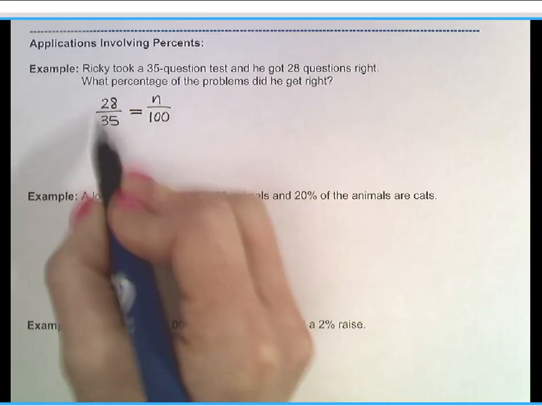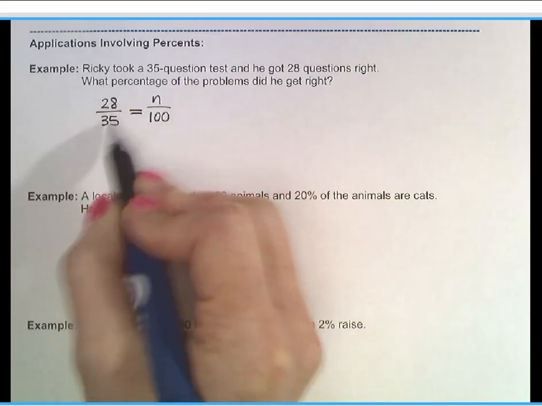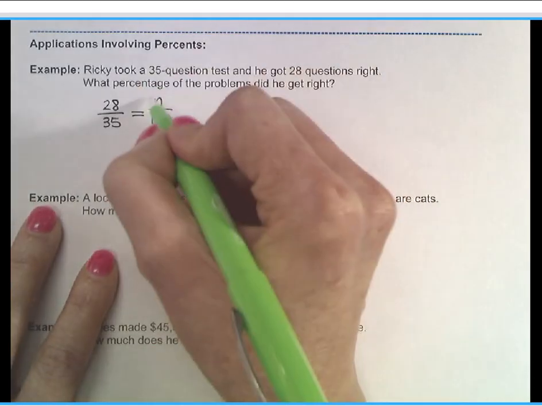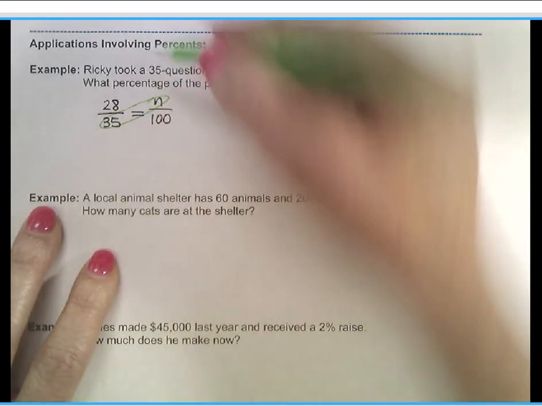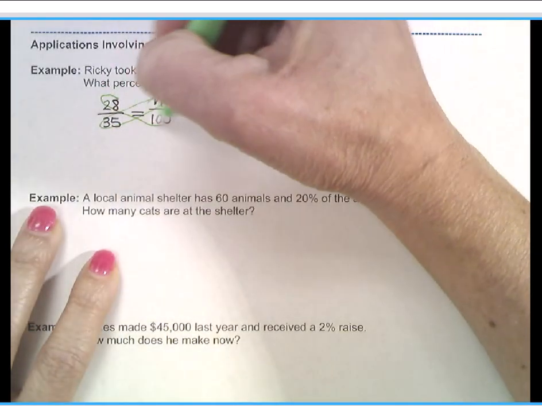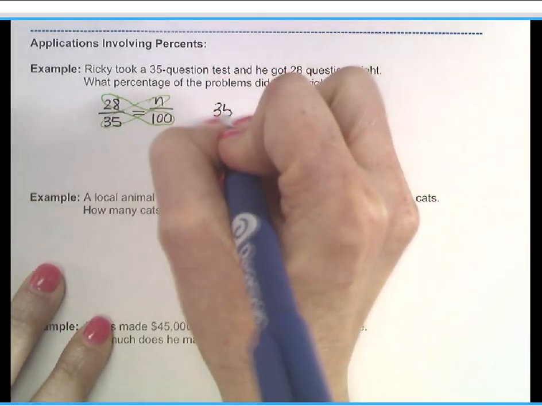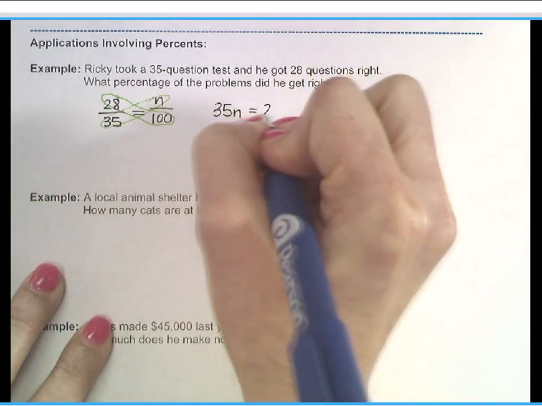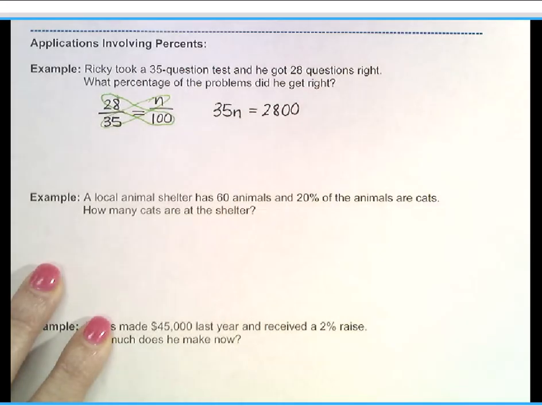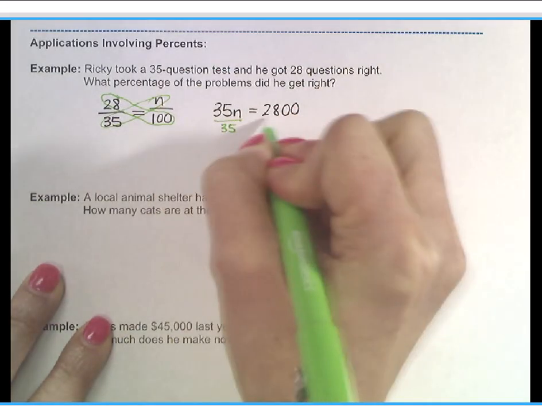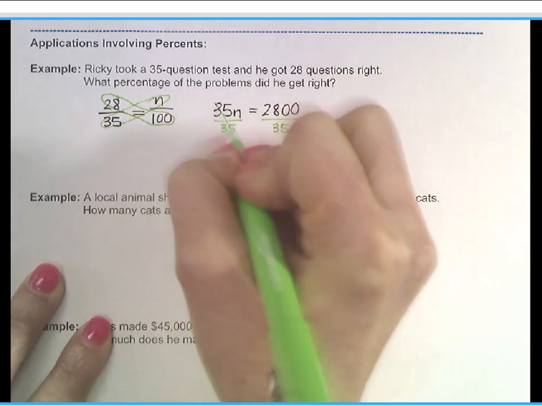So take the fraction that you have, 28 out of 35, set it up against your percent fraction, and then you can cross multiply and solve. So we've got 35n. This way we have 2800. And then you would divide both sides by 35. You're probably going to want a calculator for this particular section.